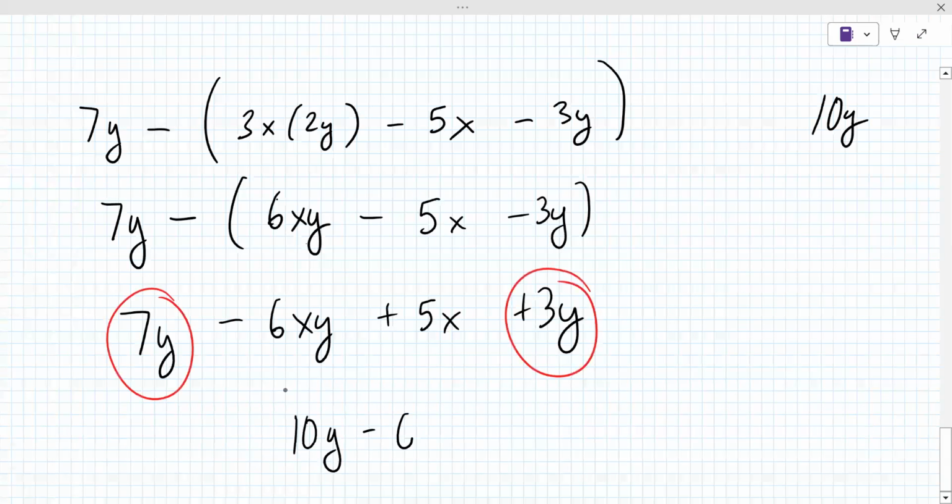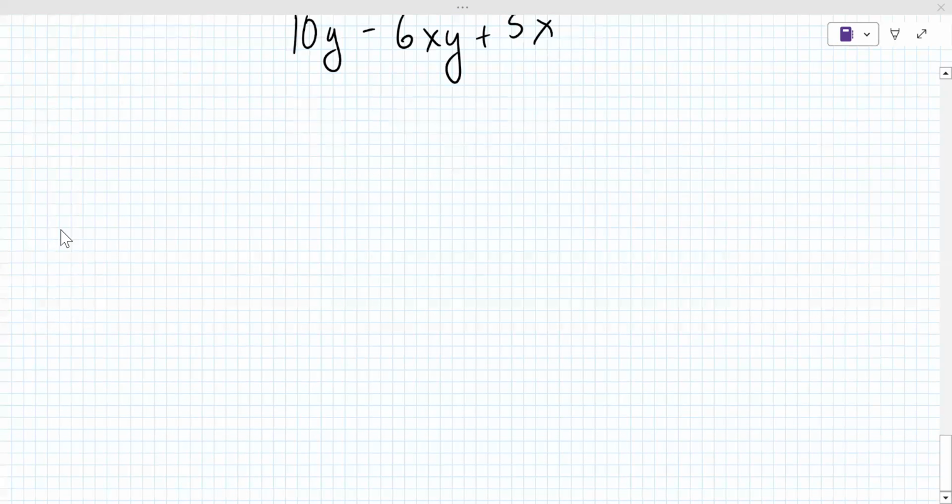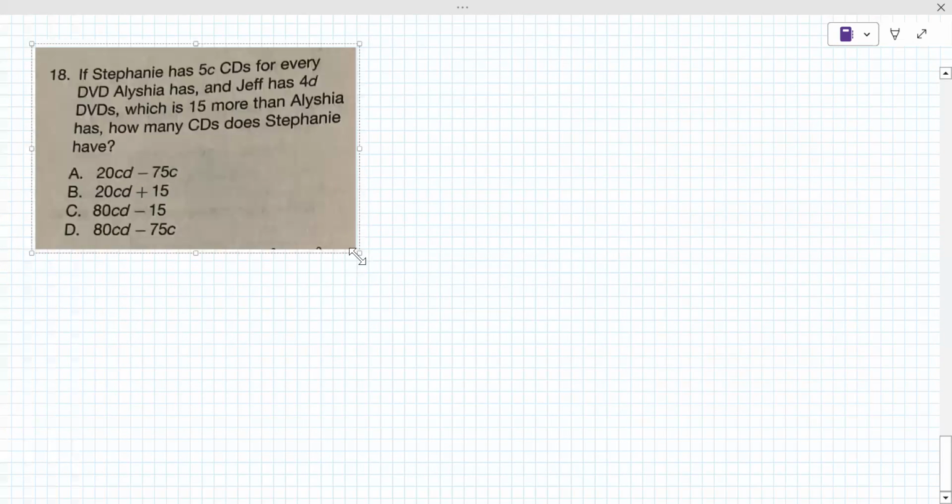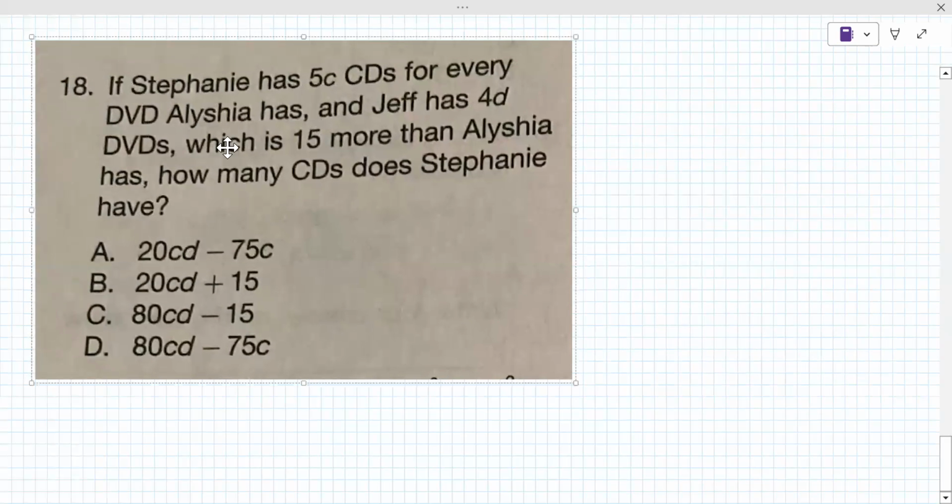Do you want us to move on, or do you want us to do another problem like this? We can move on. Okay. So number 18 is much more like problem 16. The more you do these, the more you'll get comfortable with the idea that you don't have to necessarily be given numbers. It says Stephanie has 5C CDs. We don't know how many, we're just going to call it 5C.